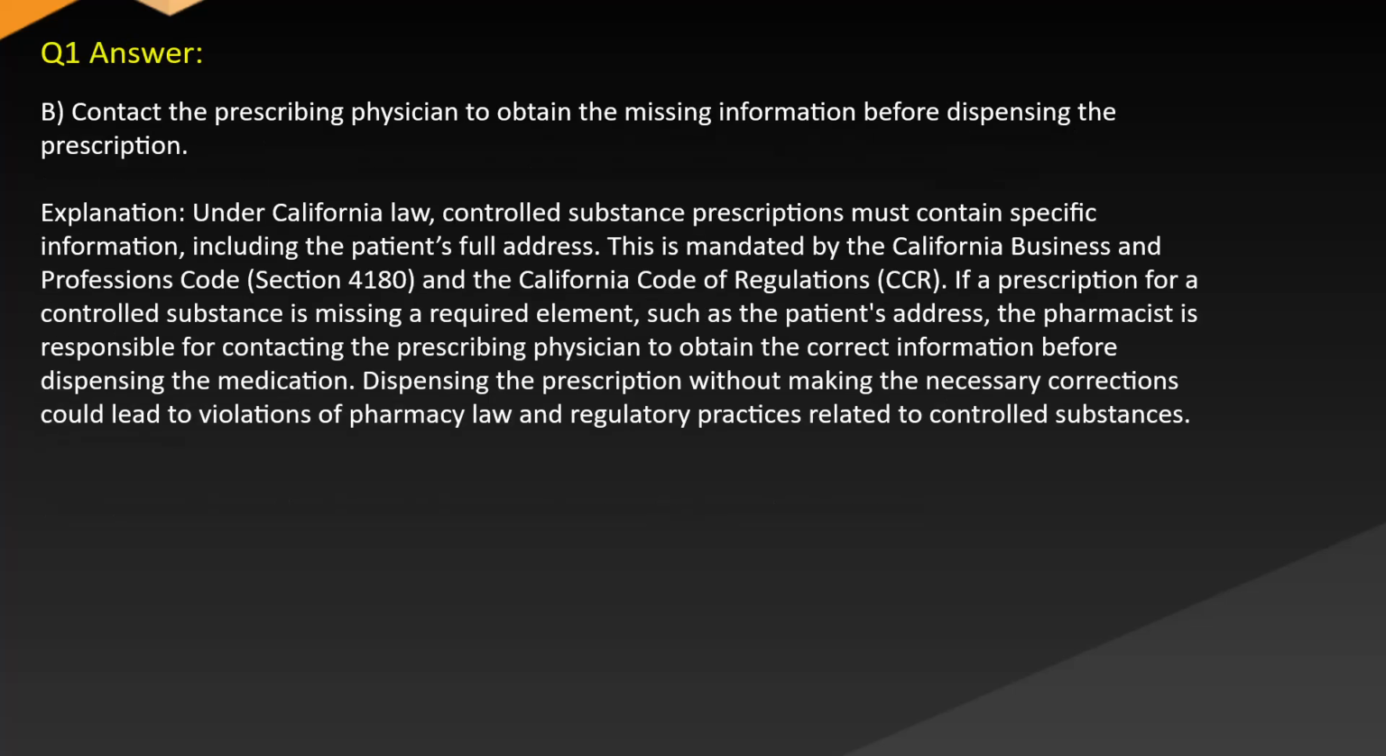Answer. B. Contact the prescribing physician to obtain the missing information before dispensing the prescription. Explanation. Under California law, controlled substance prescriptions must contain specific information, including the patient's full address. This is mandated by the California Business and Professions Code, Section 4180, and the California Code of Regulations, CCR. If a prescription for controlled substances lacks a required element, such as the patient's address, the pharmacist is responsible for contacting the prescribing physician to obtain the correct information before dispensing the medication.